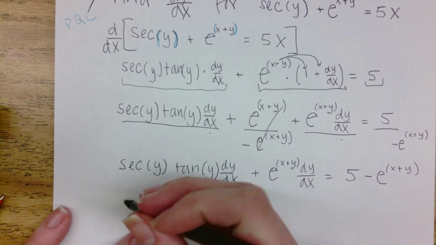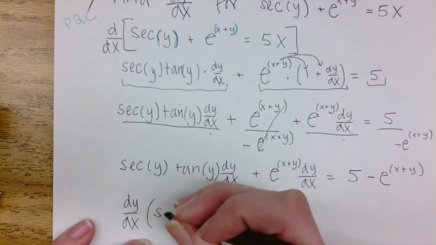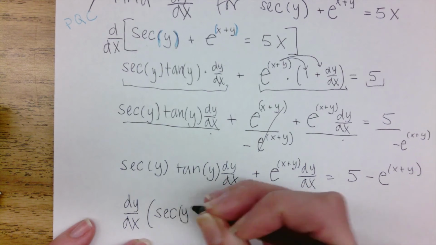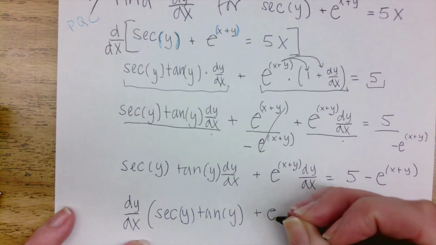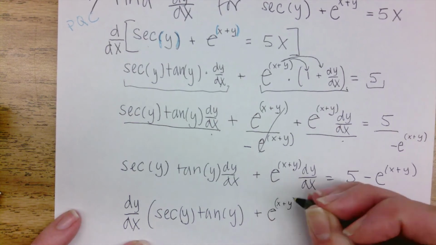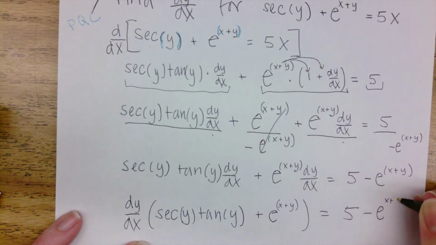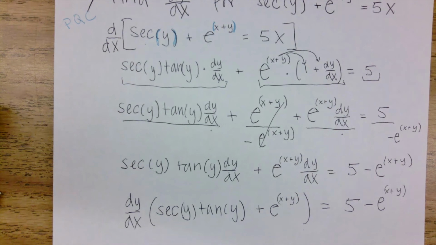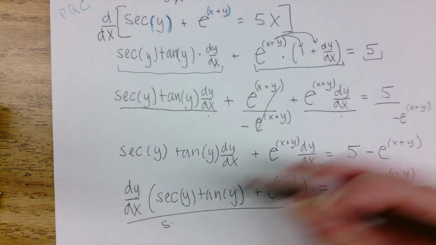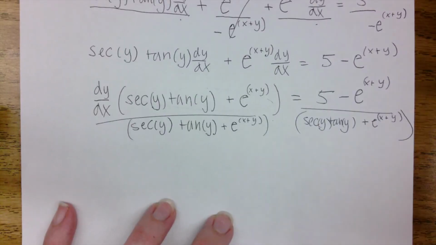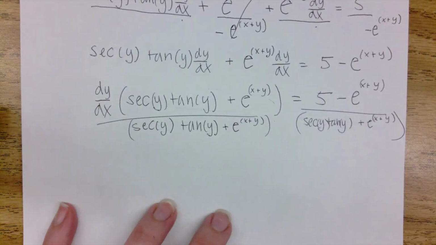Finally, we can do GCF factoring, leaving me with dy/dx times secant of y, tangent of y, plus e to the x plus y, which equals 5 minus e to the x plus y. Finally, we're going to divide both sides of the equation by all of this. So now we've divided both sides by everything other than dy/dx.